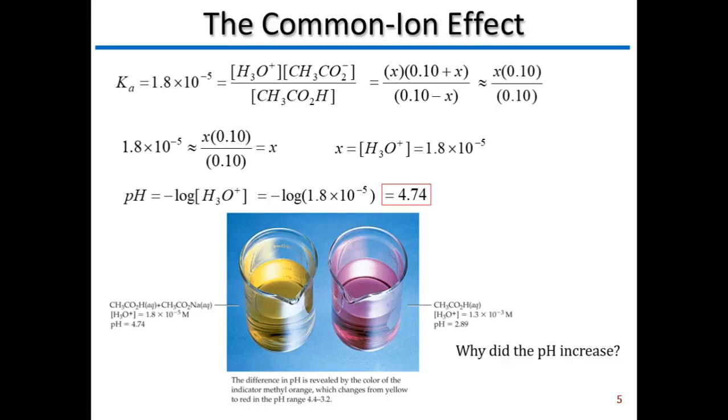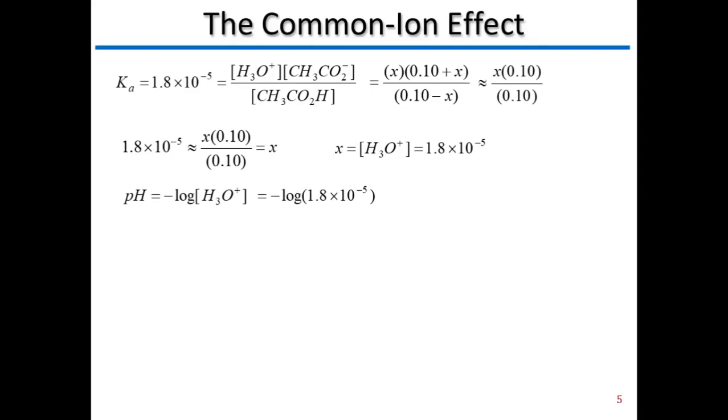Okay, so the question here is, why did the pH increase? If you remember, our pH before was something like 2.5, 2.89. That's just for acetic acid by itself. But we add some acetate ion, and now suddenly our pH has increased. So we want to try to answer the question, why did the pH increase?